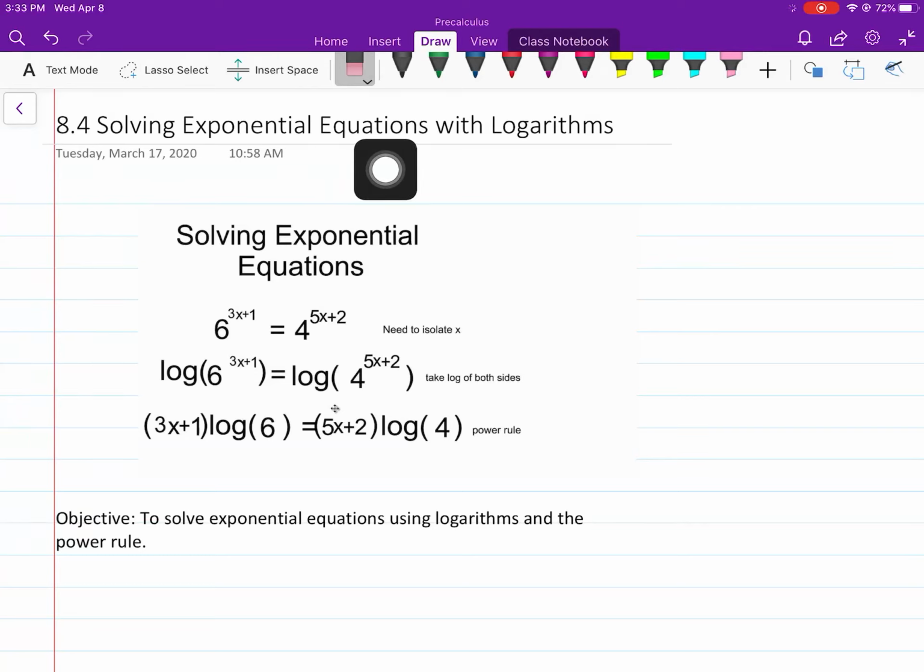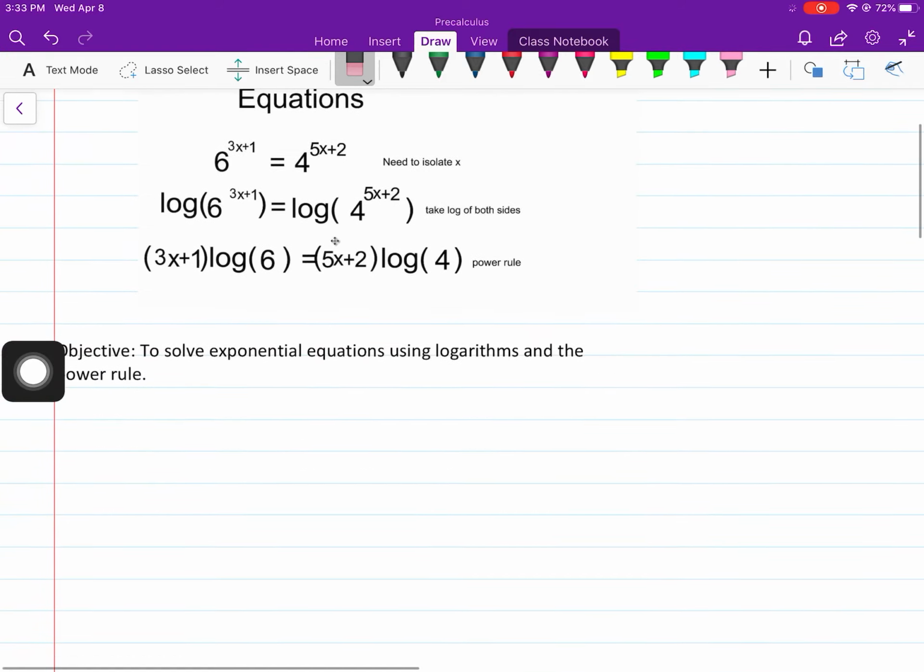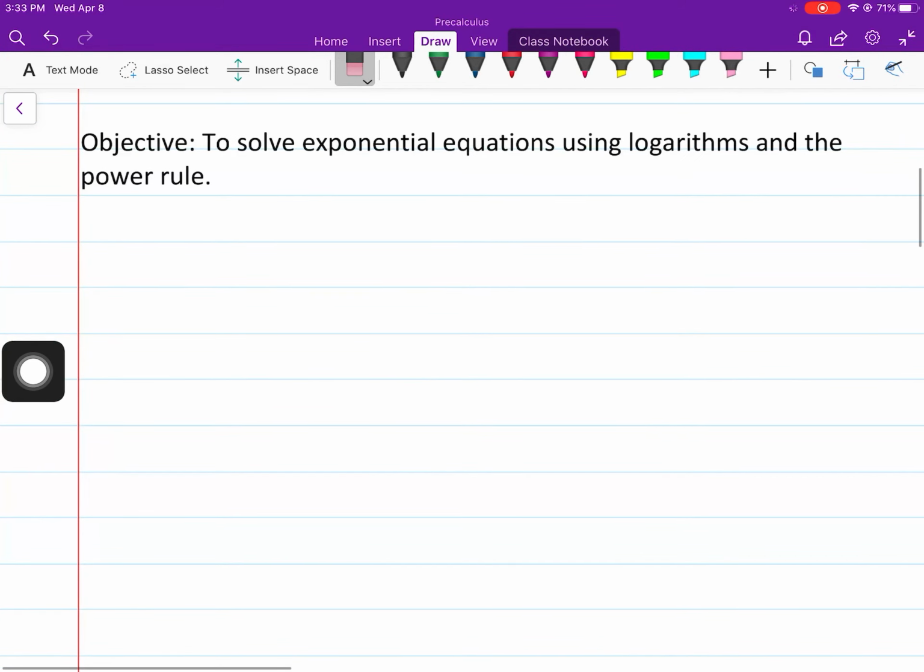In this section, we're going to be solving exponential equations with logarithms. So really what we're going to be doing here is running through the power rule and using that to our advantage to be able to solve these exponential equations. So let's just go into a quick little example before we look at the more difficult examples.